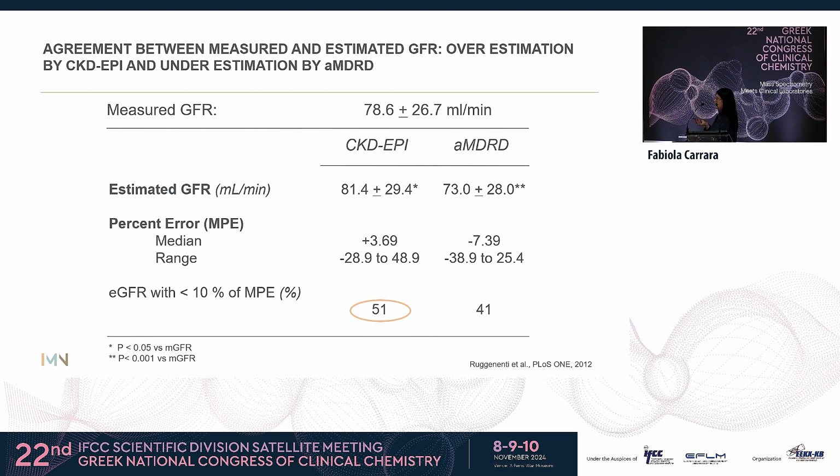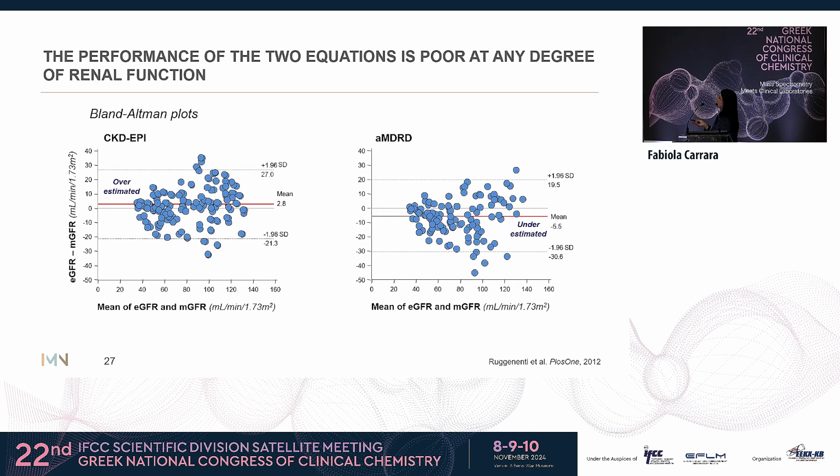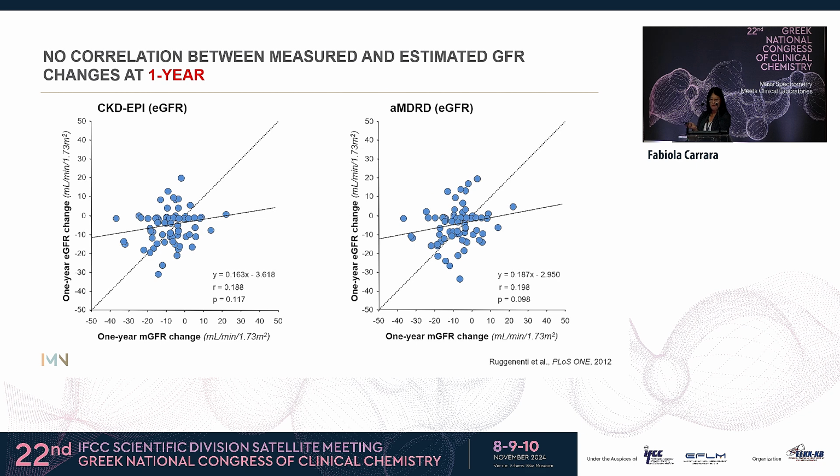So again, it's clear that the equations are not so good. Here we can see the Bland-Altman plot, and we can see that the performance of the two equations is poor at any degree of renal function. Here there are overestimated values and underestimated values. Moreover, we observe no correlation between measured and estimated GFR change at 1 year. This data is particularly important because we aim to assess the efficacy of a pharmacological treatment. We must detect the progression of the disease. So with this data, it's clear that formulas to estimate GFR fail to detect the progression of kidney disease.